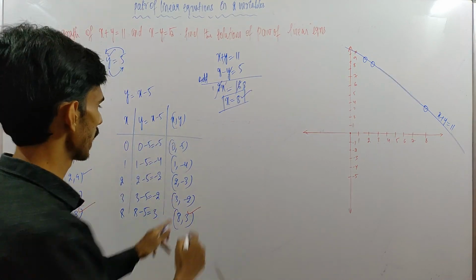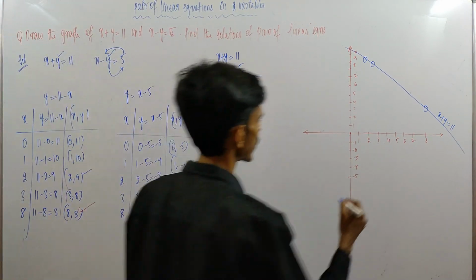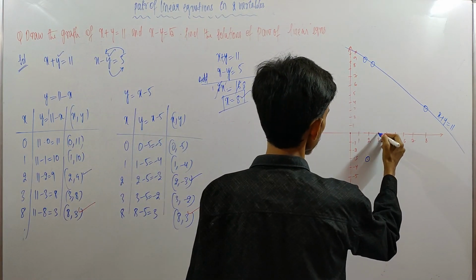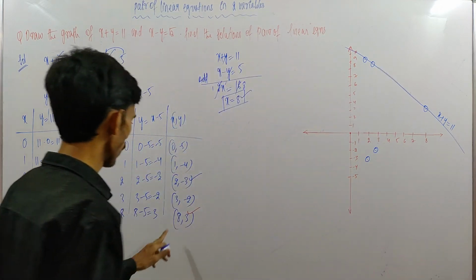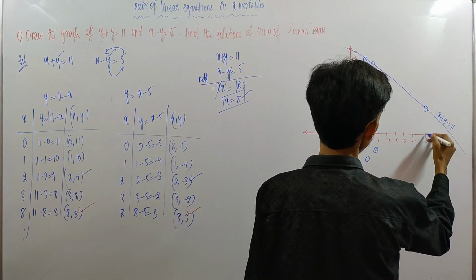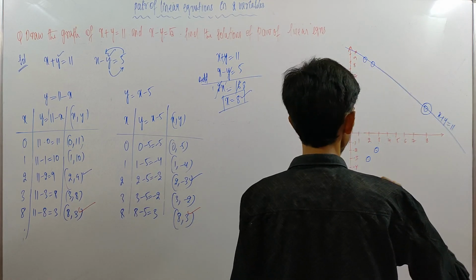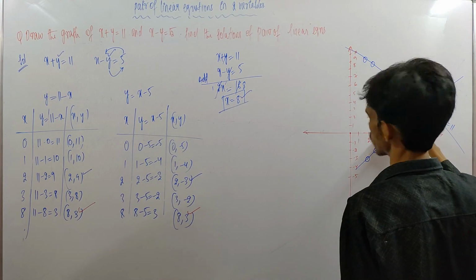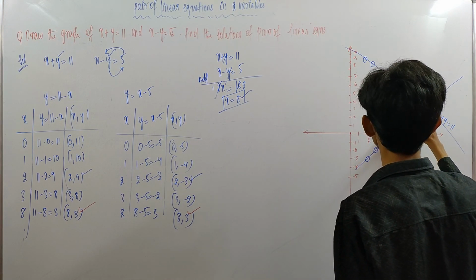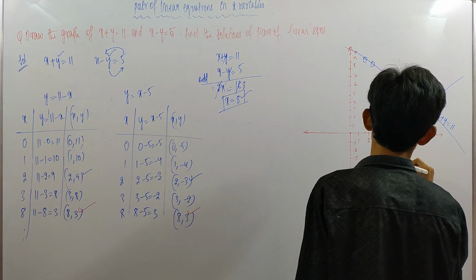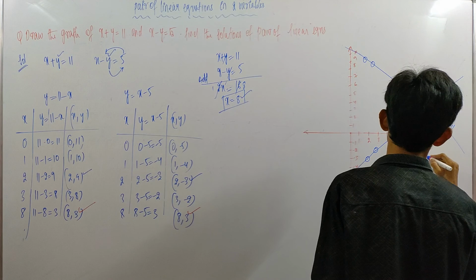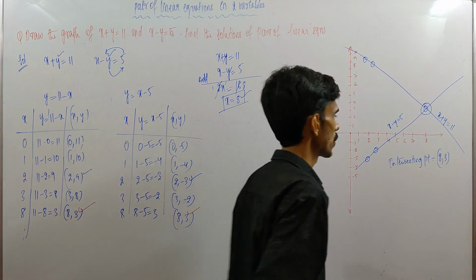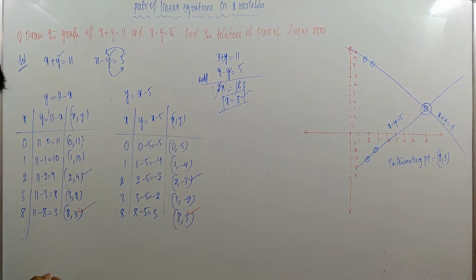Similarly, we start plotting from here 2 comma minus 3. Here we have 2, minus 3 is here. Next 3 comma minus 2. Here 3 is there, minus 2 is here. Now 8 comma 3. Here we have 8 and plus 3 is there. So this is the intersecting point. Join these 2 points, we will get the solution. This line is x minus y is equals to 5. So intersecting point is 8 comma 3. We can say this from the graph, or as well as we can say this from the table itself.